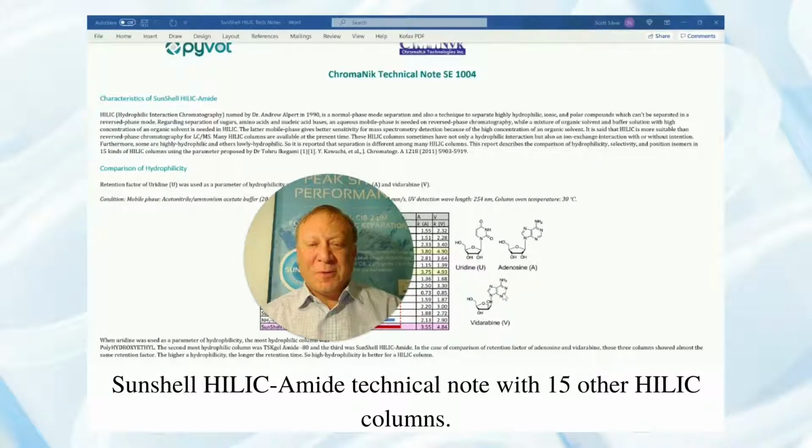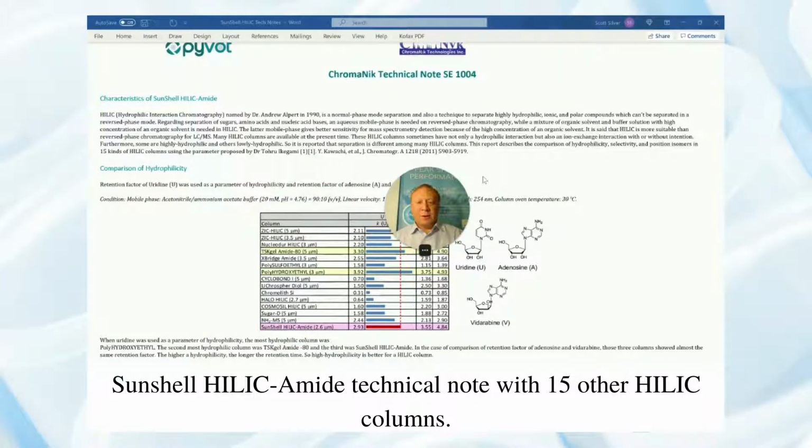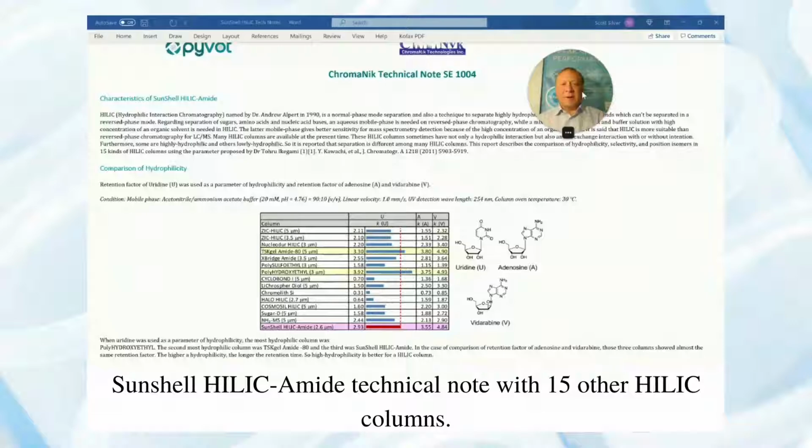I want to share this technical note from Chromanik Technologies, and more specifically it's in relation to the Sunshell HILIC-Amide column. This report was a collaboration between Chromanik Technologies and Dr. Tohru Ikegami from the Kyoto Institute of Technology. It highlights the comparison of hydrophilicity, selectivity, and position isomers.